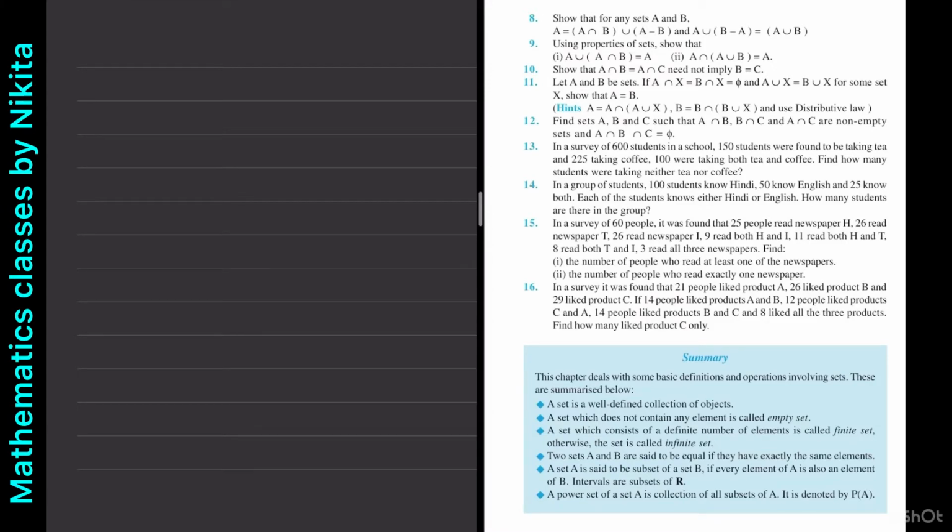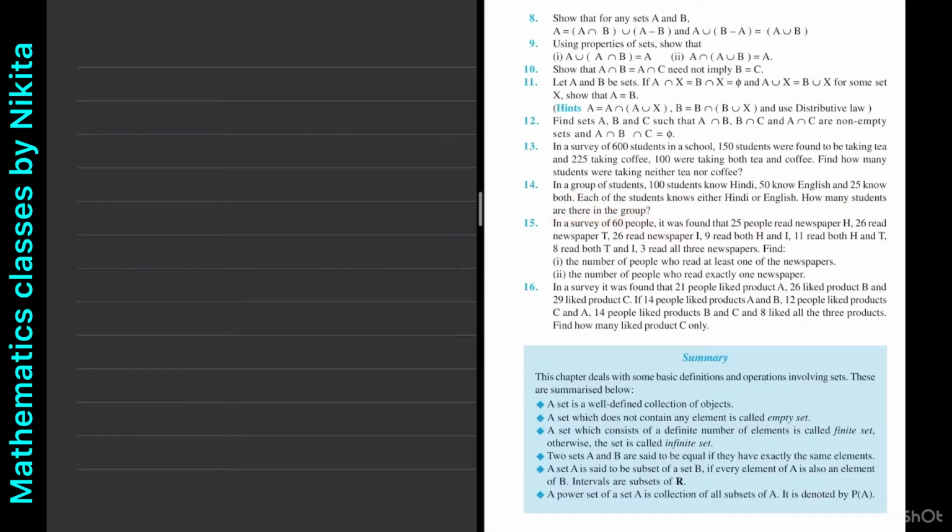So question number 14 says, in a group of students, 100 students know Hindi, 50 know English and 25 know both. Okay, both means intersection. Each of the students knows either Hindi or English. Again, a very important statement: each of the students knows either Hindi or English. How many students are there in the group?